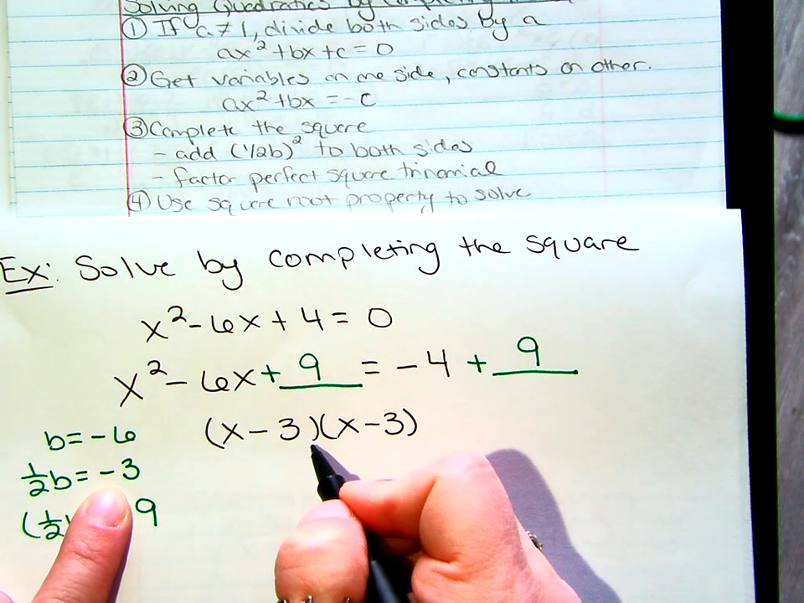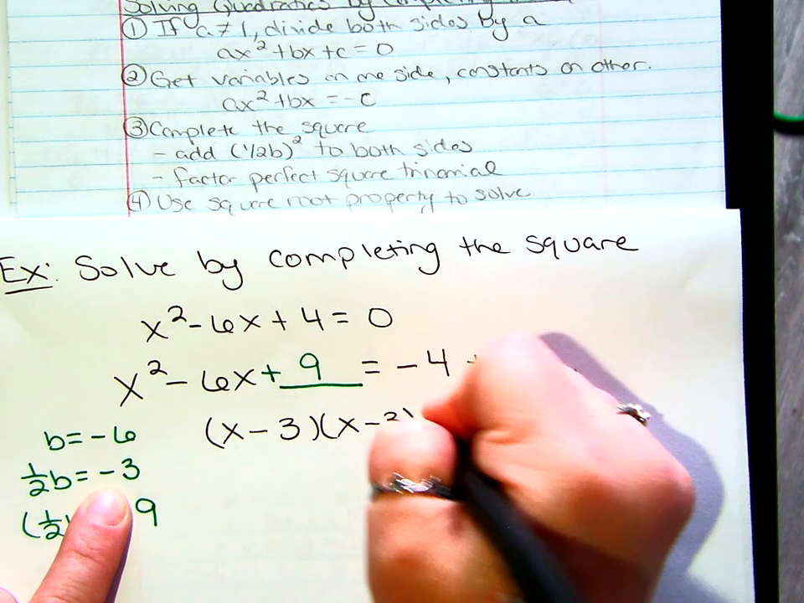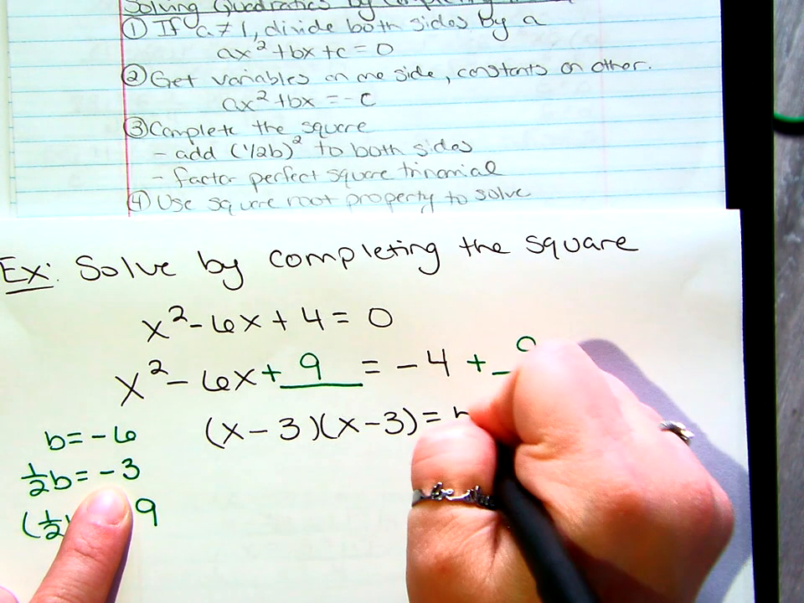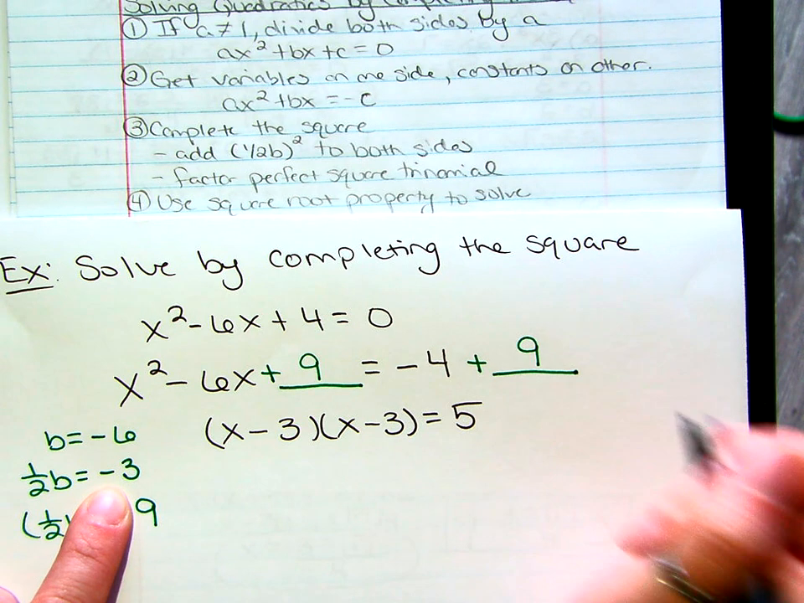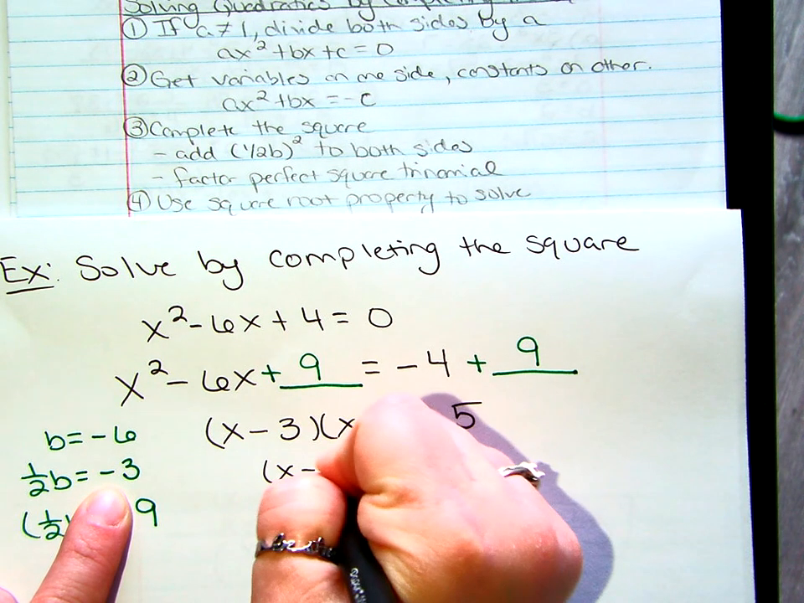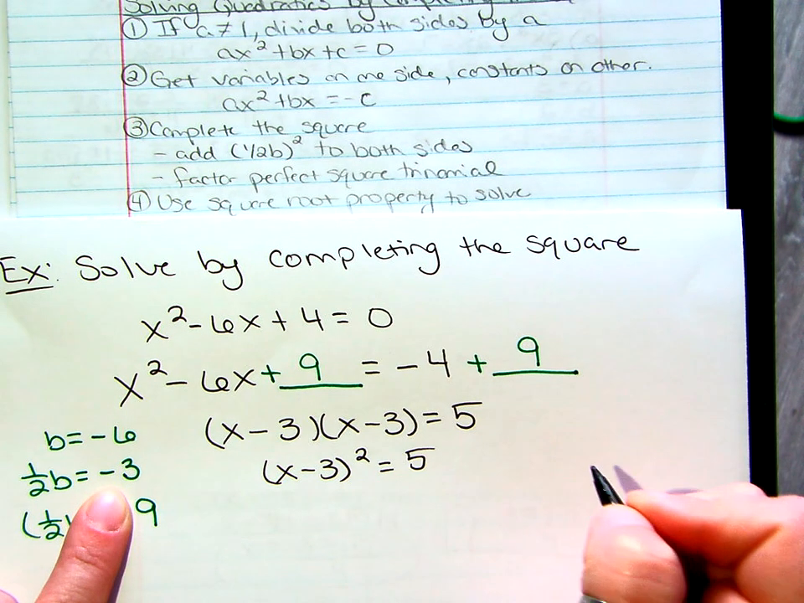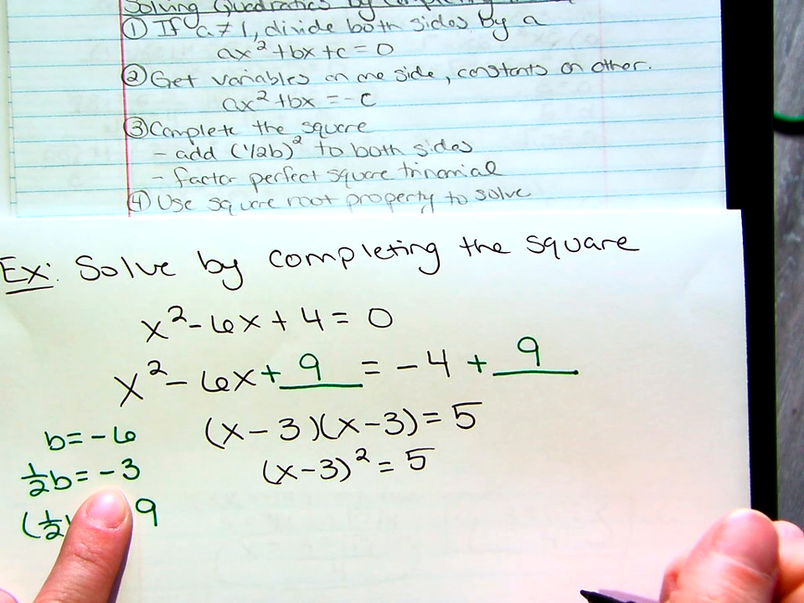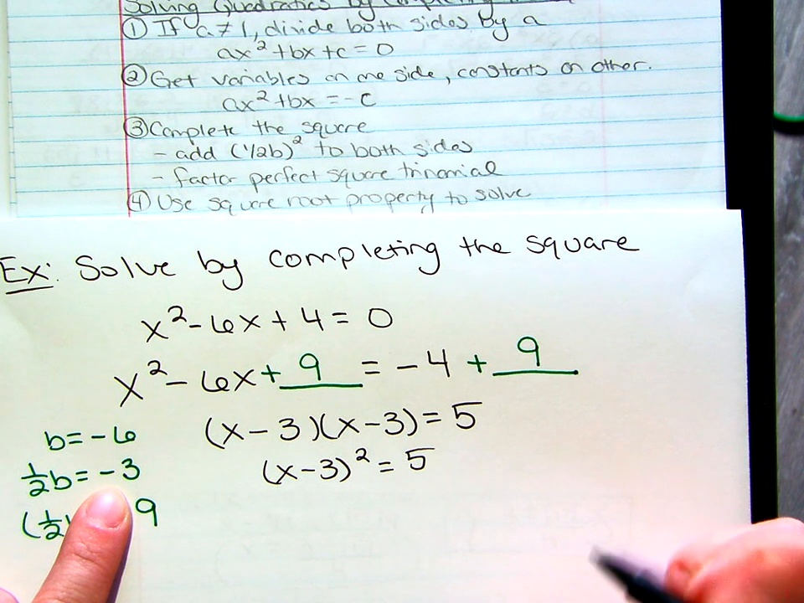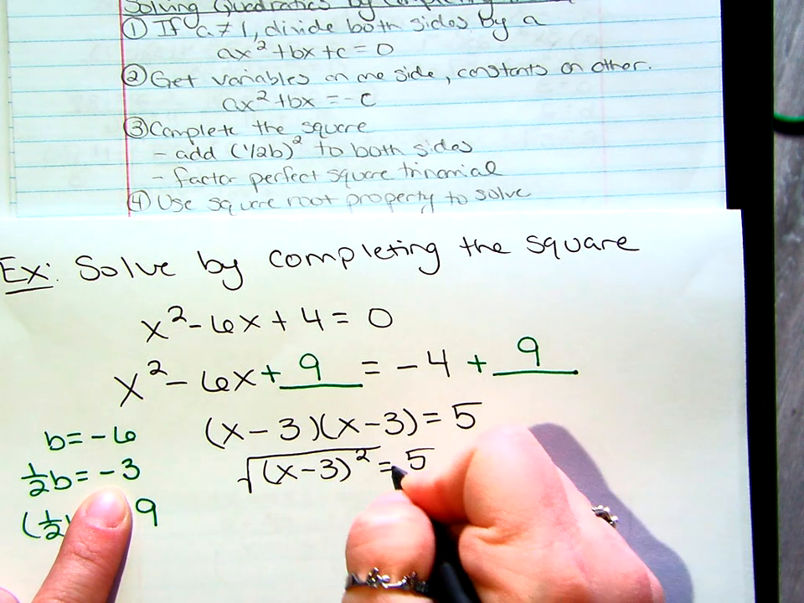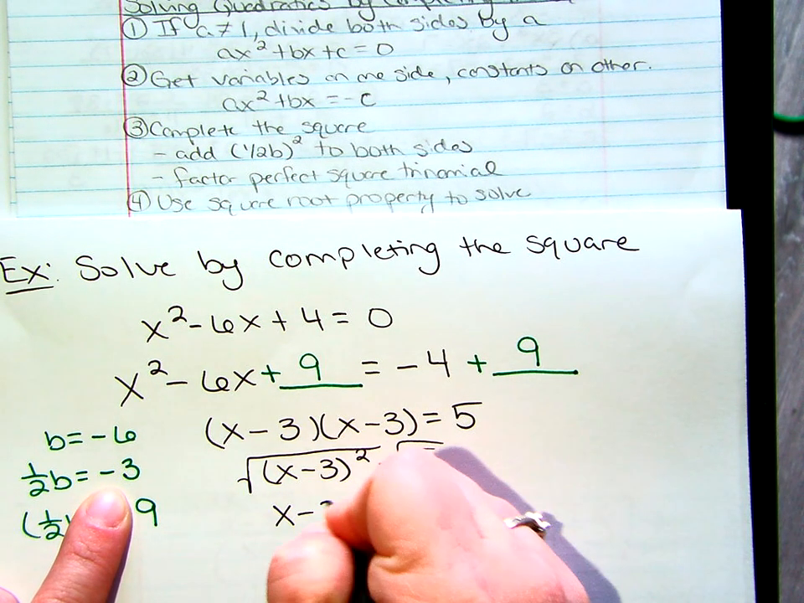Then over here, I have negative 4 plus 9, which is a positive 5. So I have x minus 3 squared equals a positive 5. Using my square root property or principle, I would square root both sides so that I have x minus 3 equals plus or minus the square root of 5.